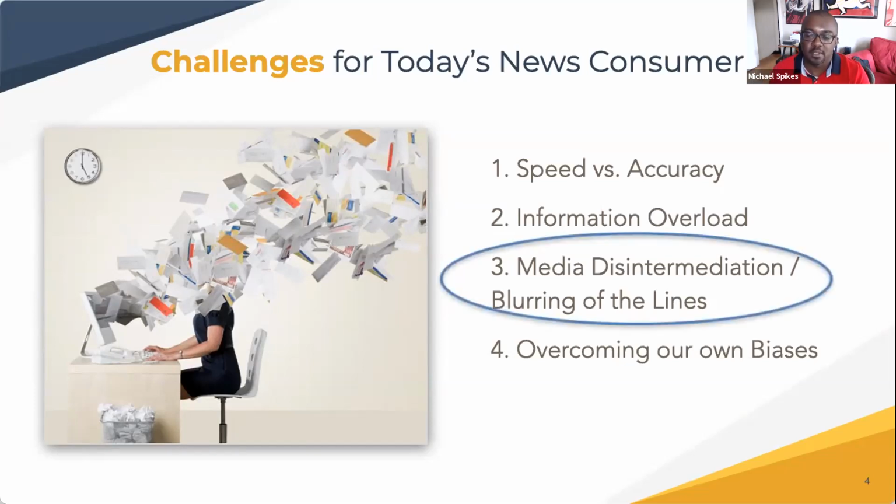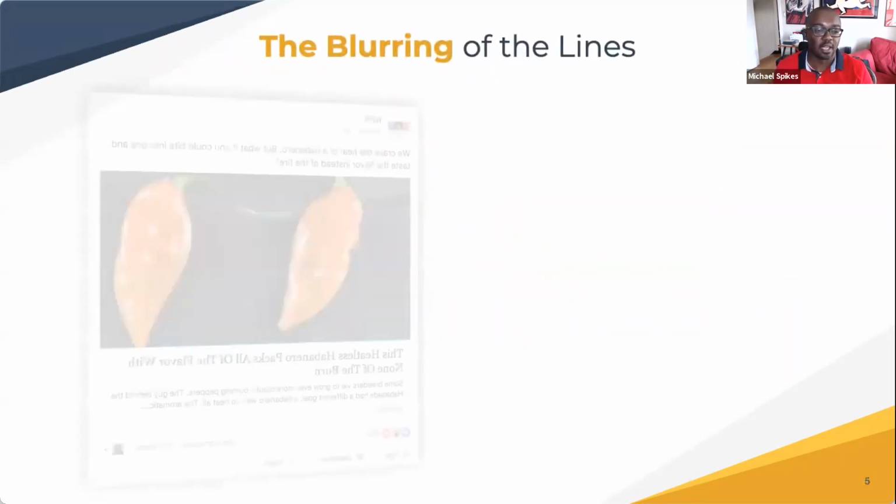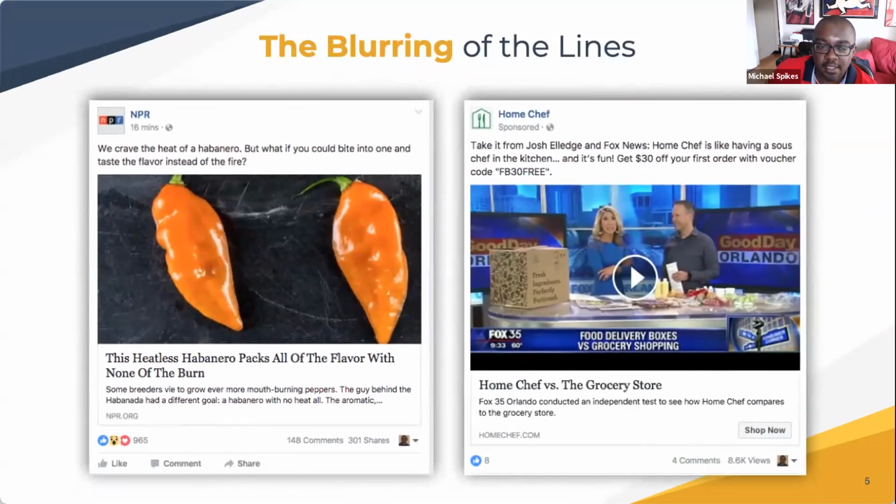But the one we're going to focus on the most today is this blurring of the lines about making distinctions between different genres of media. So here's a prime example of this issue of blurring of the lines. It's highlighted in these two Facebook posts. They look very much the same, but they have very different purposes.